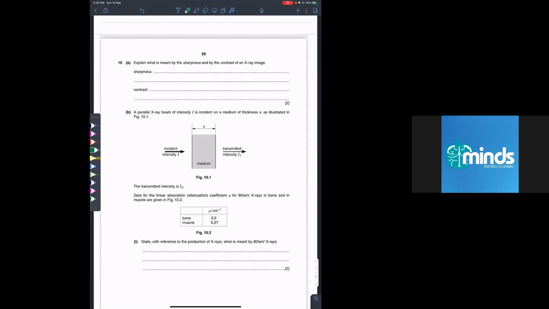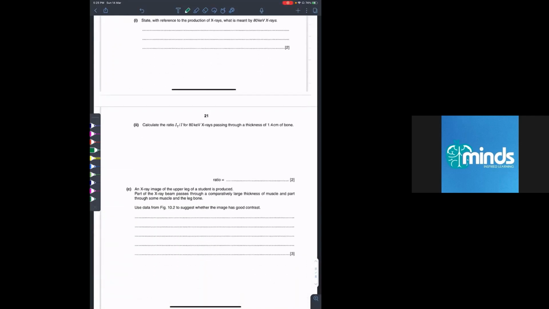Yes, sir. Okay. A parallel X-ray beam of intensity I is incident on a medium of thickness x as illustrated in figure 10.1. The transmitted intensity is I_T. Data for the linear absorption coefficient. Okay. Instead, with reference to the production of X-rays, what is meant by an 80 kilo electron volt X-ray? Electrons have been accelerated through this potential difference. So the maximum kinetic energy an electron will have will be equal to 80 kilo electron volts, right? Yes, sir. Okay.